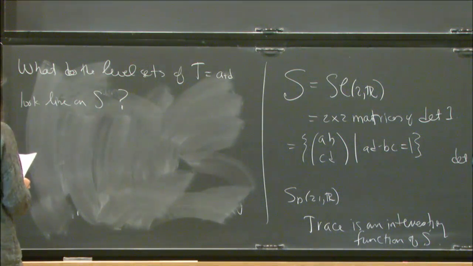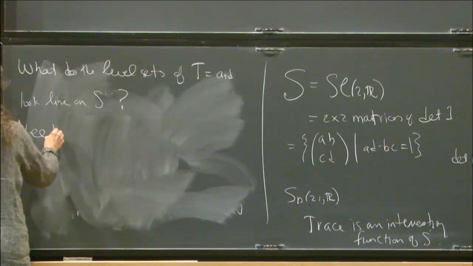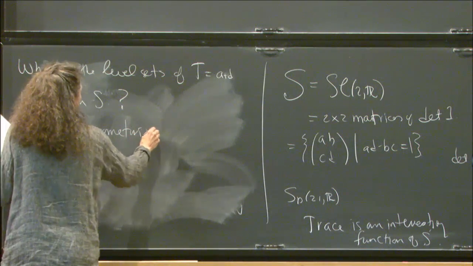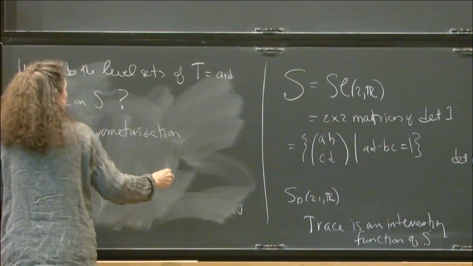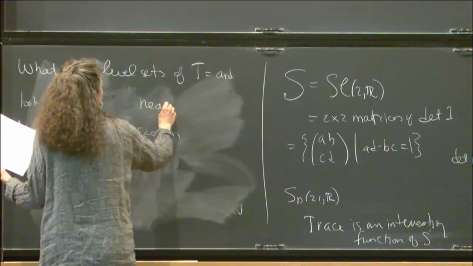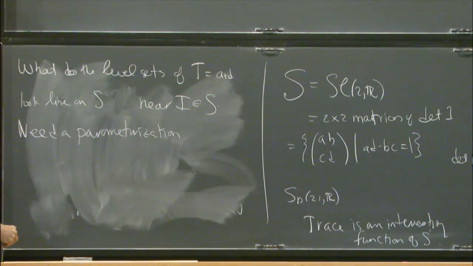Well, in order to look at it in local coordinates, we need a parameterization. And I'm going to do this near the identity. So what do the level sets look like near the identity matrix? How do I get a parameterization?